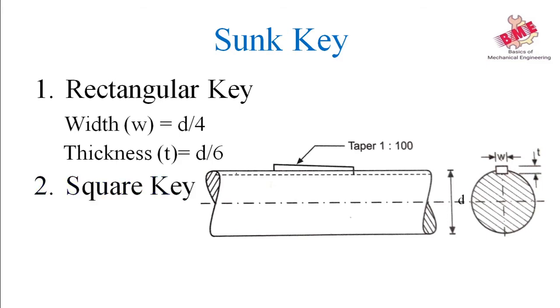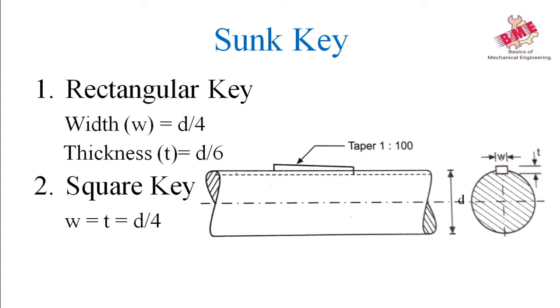The main application of rectangular sunk key is it is used for gears and pulleys mounted on the shaft. Second type is square sunk key. In square sunk key, the cross section will be square, means w is equal to t. Width and thickness of square sunk key is determined by d divided by 4.